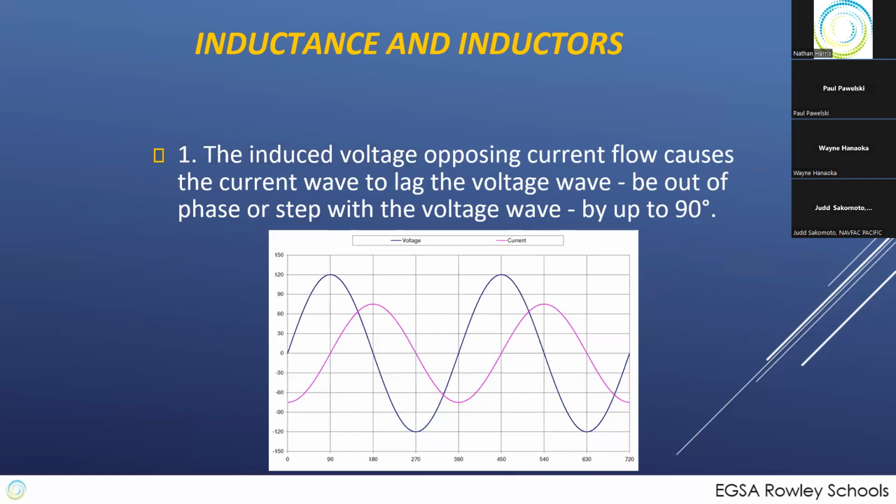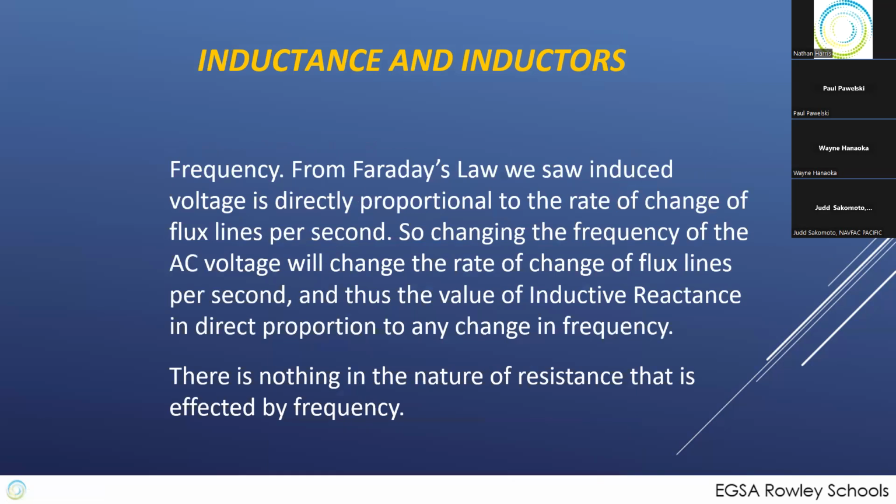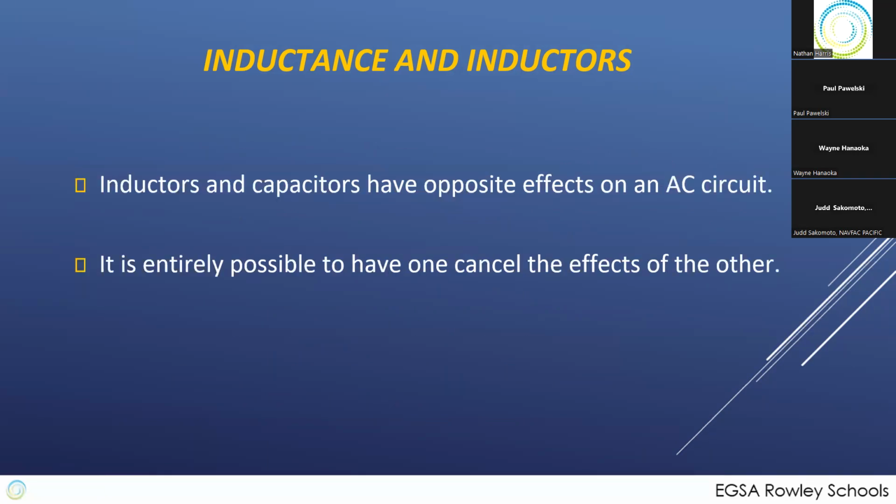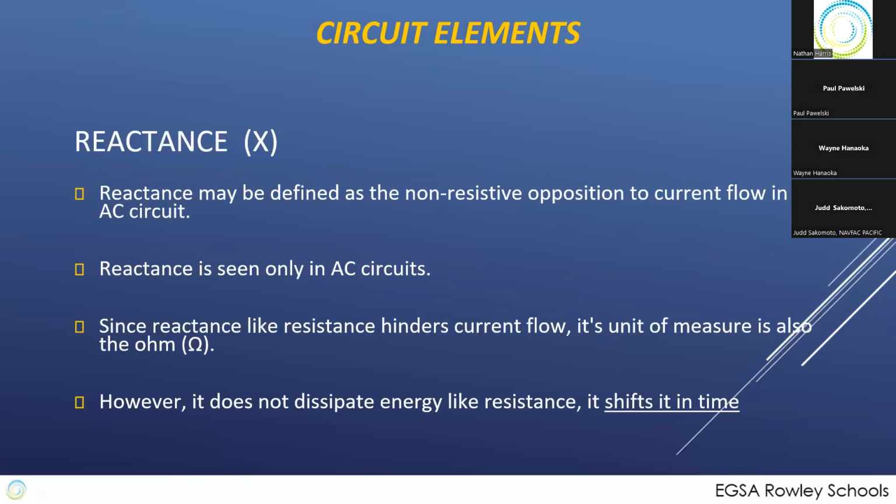Again, it's a 90-degree offset if we could make a perfect inductor, but notice that it's in the opposite direction of the direction the capacitive effect is. In this case, here's the voltage, here's the current. The current is lagging the voltage. So frequency makes a difference. Inductors and capacitors have opposite effects on an AC circuit. It's entirely possible to have one cancel out the other.